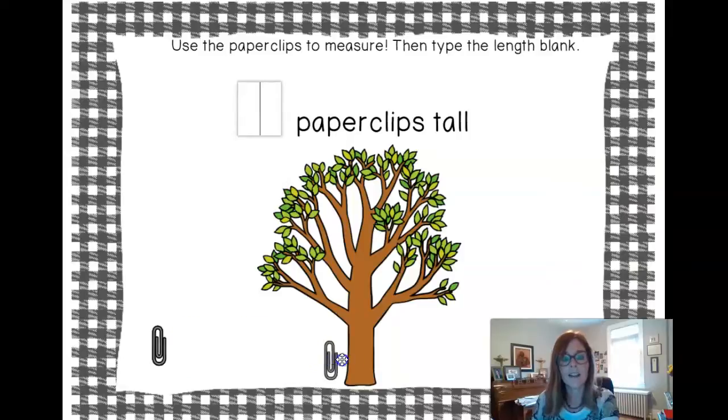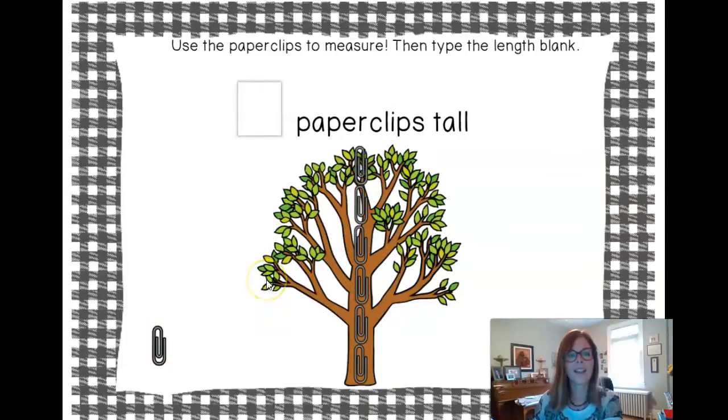So you can see when we measure the tree, we do it in the same way, except we're measuring the height. We start at the very bottom, and I'm going to line up my paper clips end to end without any gaps or overlap. And we're going to go to the longest part or tallest part of the tree. Yep, I would say that's a pretty good measurement. So I would say that the tree is about 1, 2, 3, 4, 5, 6 paper clips tall.